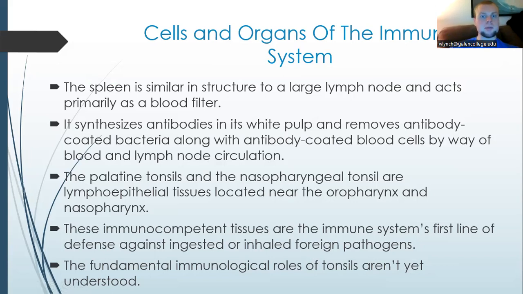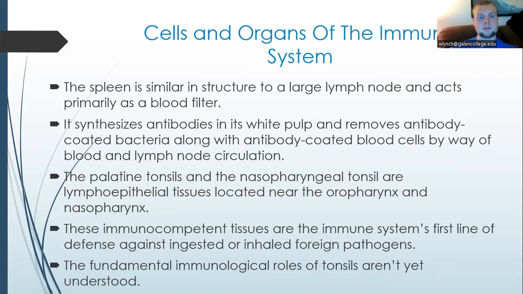It has a red pulp that is going to be the destruction of the red blood cells, and it has a white pulp. And in the white pulp, we have antibody synthesis, right? It's also going to be able to remove our antibody-coated bacteria with the antibody-coated blood cells.